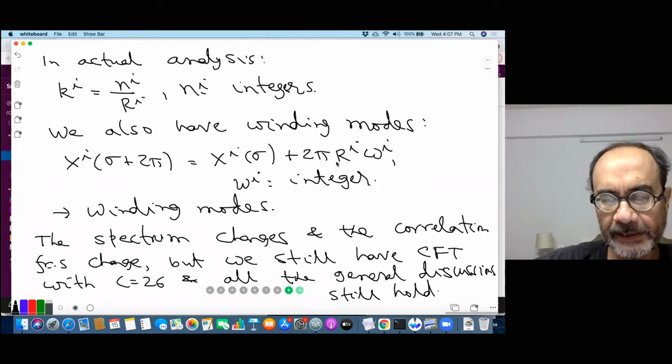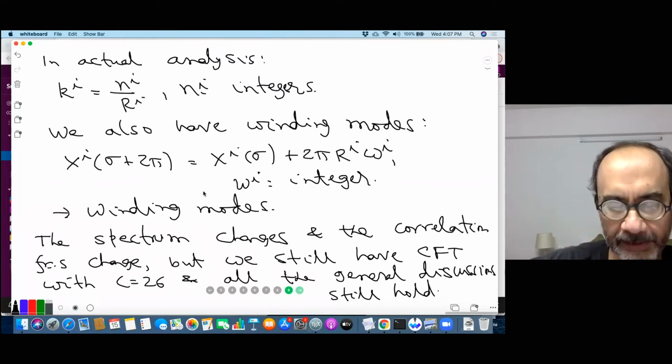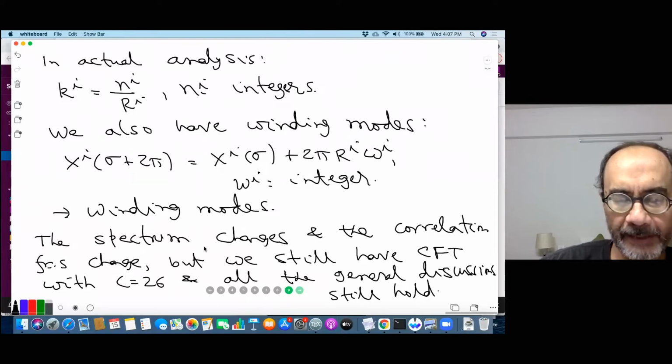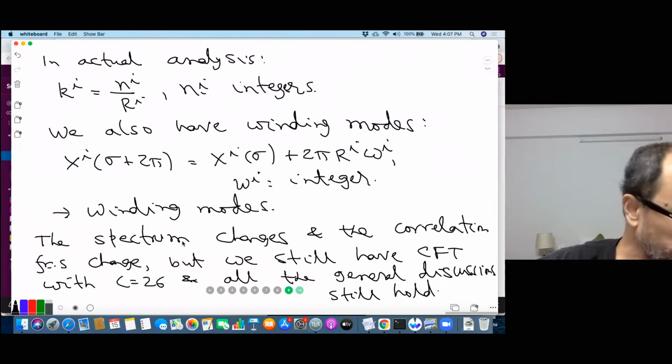In fact, you can show the interactions also don't change. So that's a symmetry which is called a T duality. But I'm not going to discuss this any further. The important point for us is that we still have a C equal to 26 CFT and we can do whatever we did in this theory.